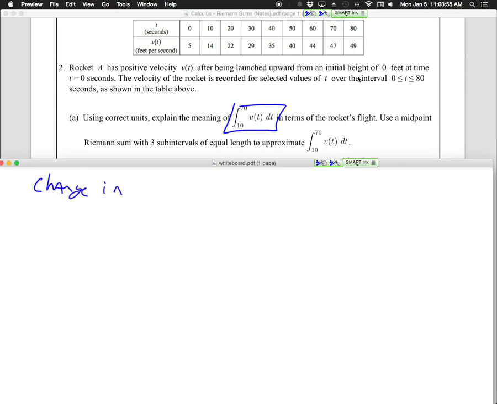In which function are we talking about? V of t? No, not V of t, just V. What did we say this thing represents? The change in what? The function above. What's the function above velocity? Position. A change in position, that's on me. I knew that. From t equals 10 to t equals 70.